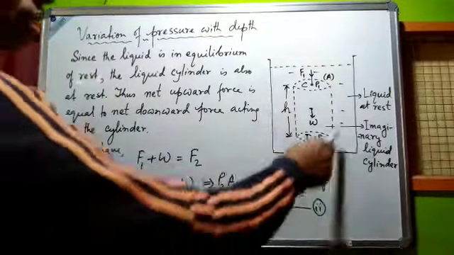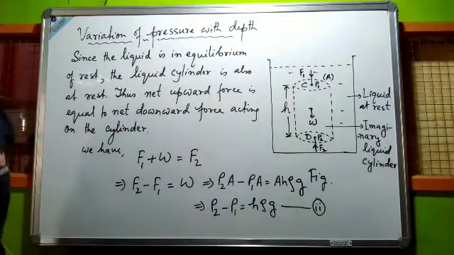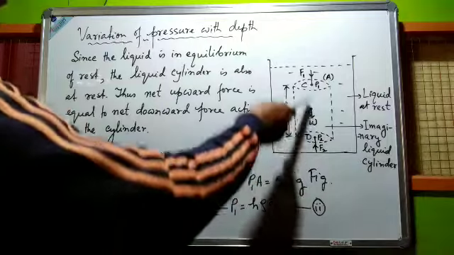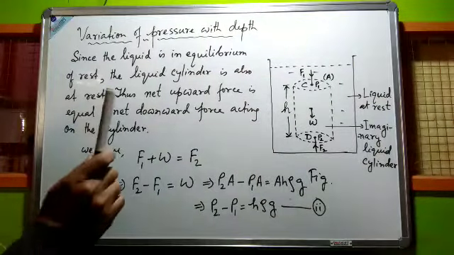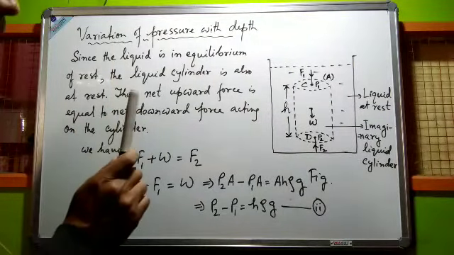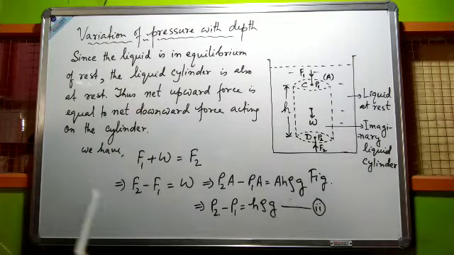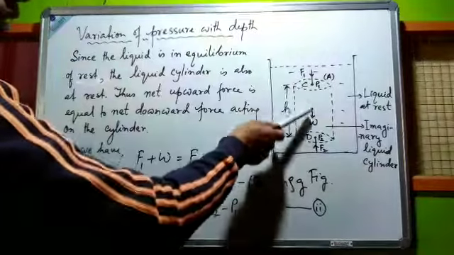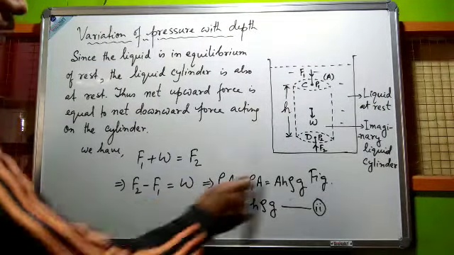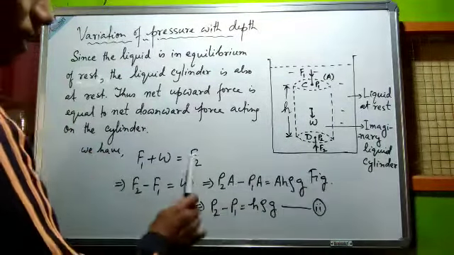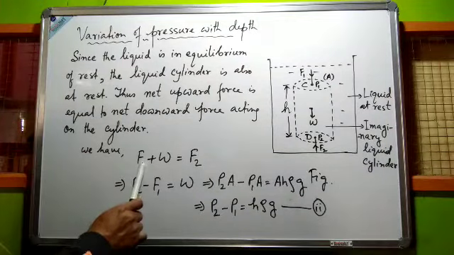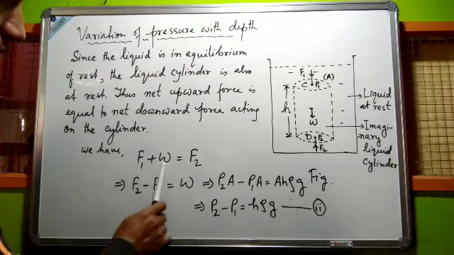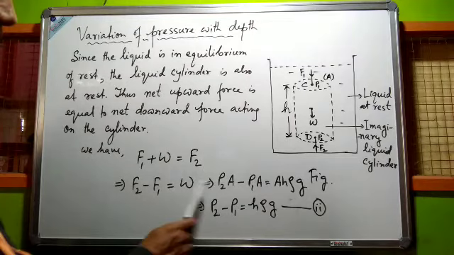Now imagine the liquid cylinder at rest. The total vertical upward force is equal to the total vertical downward force. The downward forces are F1 plus W, and the total upward force is F2. So F2 equals F1 plus W, that is F2 minus F1 equals W.